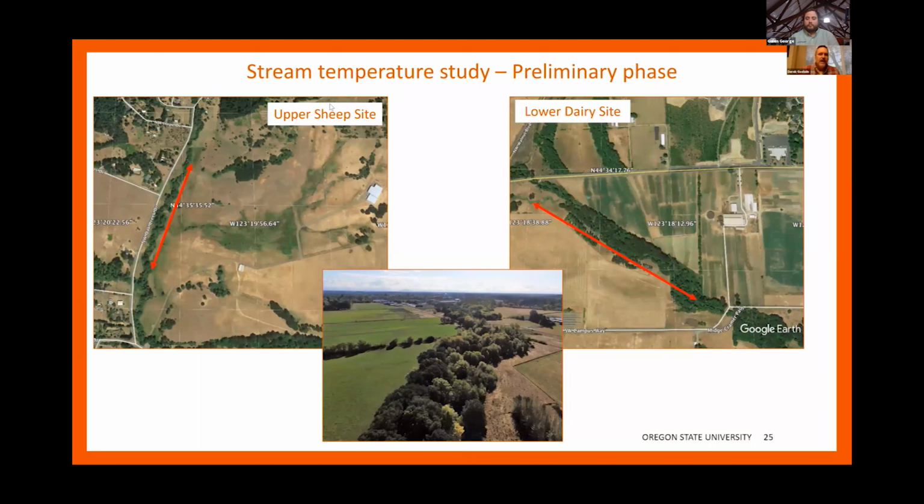Both of these areas have been under a conservation riparian enhancement program project. So essentially they have been fenced and planted, and managed with the riparian buffer for about 15 years or so. The sheep site buffer is about 15 to 25 feet wide on both sides, and the dairy one ranges from about 25 feet to a little over 100 in some areas.